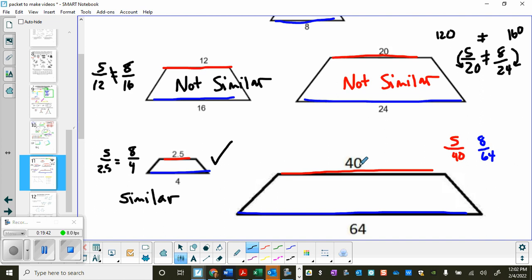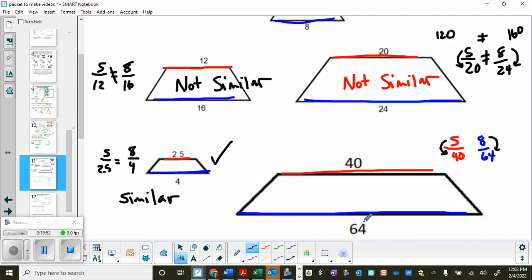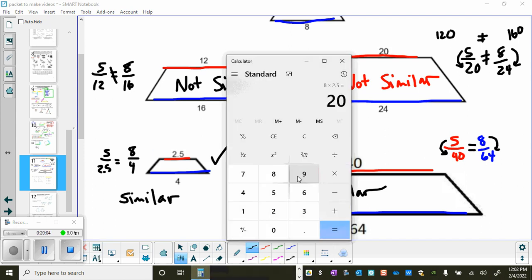And some of y'all, your math is good. You can see that 5 times 8 is 40. And 8 times 8 is 64. So the red side got 8 times bigger. The blue side got 8 times bigger. So yes, this is similar. These sides form a proportion over here. And 5 times 64, if we do that one in the calculator, it should be the same. 5 times 64. All right, and then we're going to do 8 times 40. Whoops, sorry, clear that. 8 times 40. Sorry, I need to clear that. There we go. There's a 320.